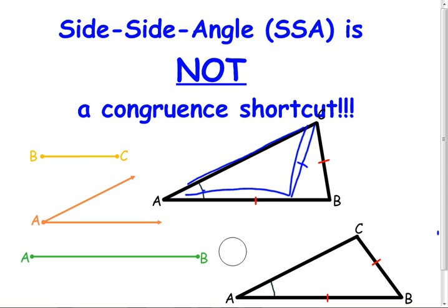Now, I didn't use the picture there. I did my own thing here. Side, side, angle spells a bad word if you spell it backwards. That's one thing. So it's not going to work. And remember, it didn't work on similarity.